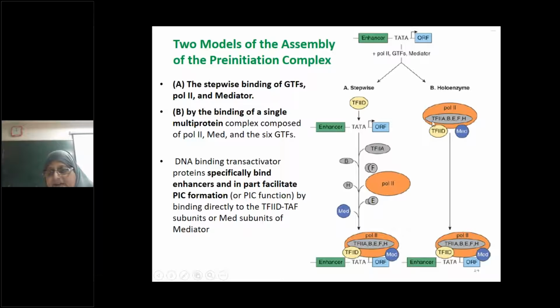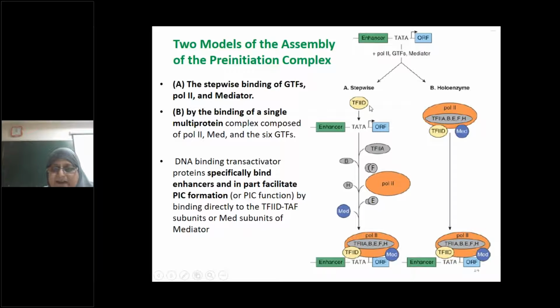Here you can see all the transcription factors are bound together to the RNA polymerase, and then they are forming the pre-initiation complex. They will bind to the promoter sequence and form the pre-initiation complex. While here, in the stepwise manner, what is happening is the sequential binding of the transcription factors is taking place. So here, first the transcription factor 2D will bind to the TATA sequence over here, and then the DNA binding transactivator proteins specifically bind enhancers and in part facilitate the pre-initiation complex formation. So these enhancers are also going to help in the formation of this pre-initiation complex by binding directly to the transcription factor 2D and TBP associated factor subunits.